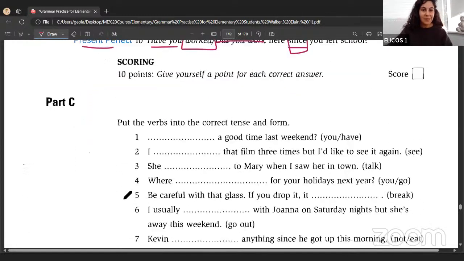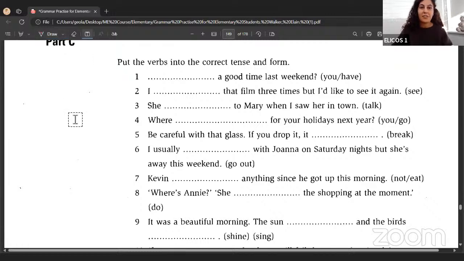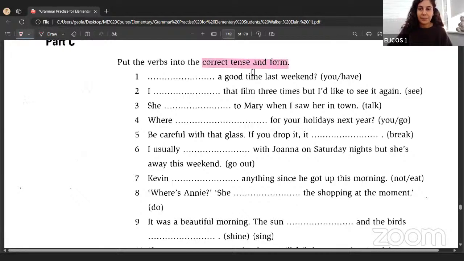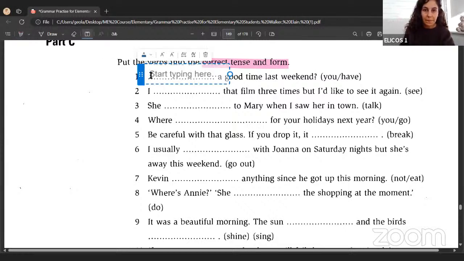Okay, let's go to part C. So put the verbs in the correct tense and form. Okay, so we look like we have a question and we have to use the subject you and the verb have. So how can we make that a question? Well, they said you. Did you have? Yes. So be careful not to start it with the verb have.